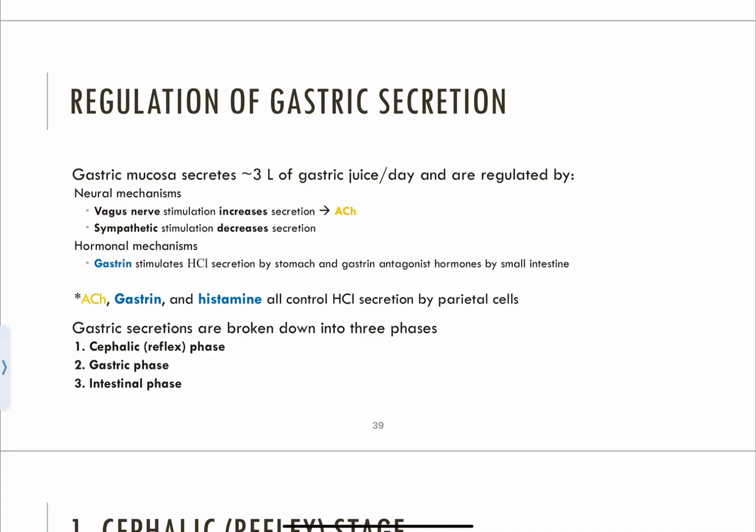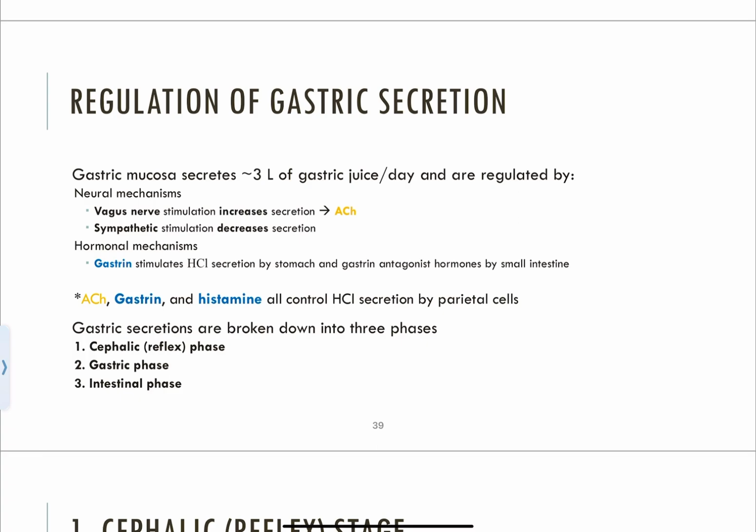Hormonal mechanisms of gastric secretion are predominantly controlled by gastrin, and it's going to stimulate the secretion of hydrochloric acid by those parietal cells in the stomach. Also, hormones secreted from our small intestine can help. So really, when we're talking about control of hydrochloric acid secretion by the parietal cells, 3 different things can control it. Gastrin, which is our hormonal mechanism; acetylcholine, which we talked about being released if we have vagus nerve stimulation; and histamine, which I haven't mentioned yet.